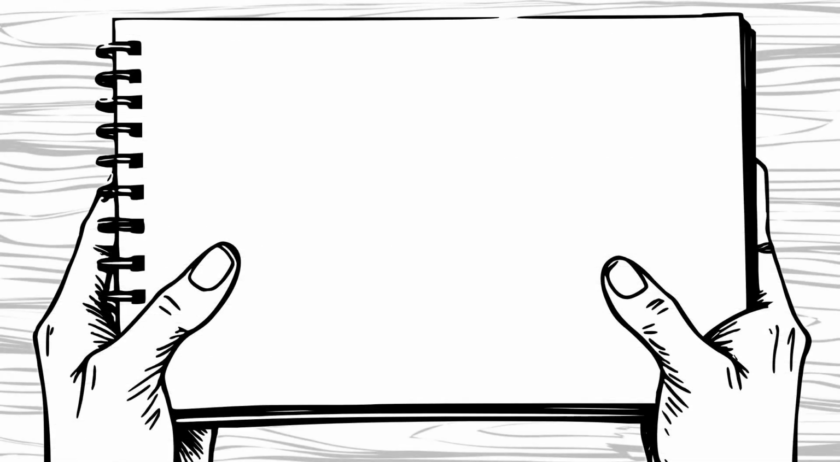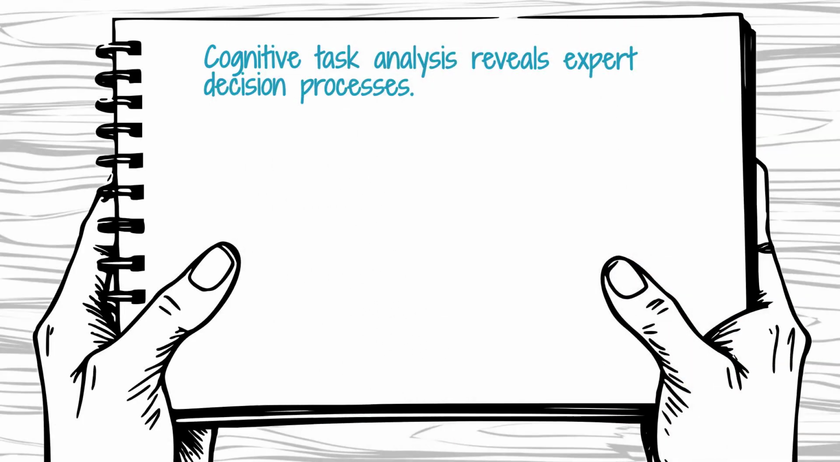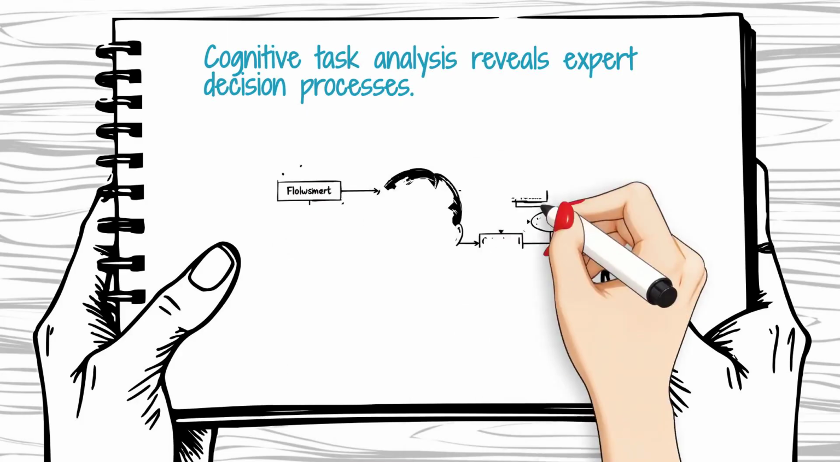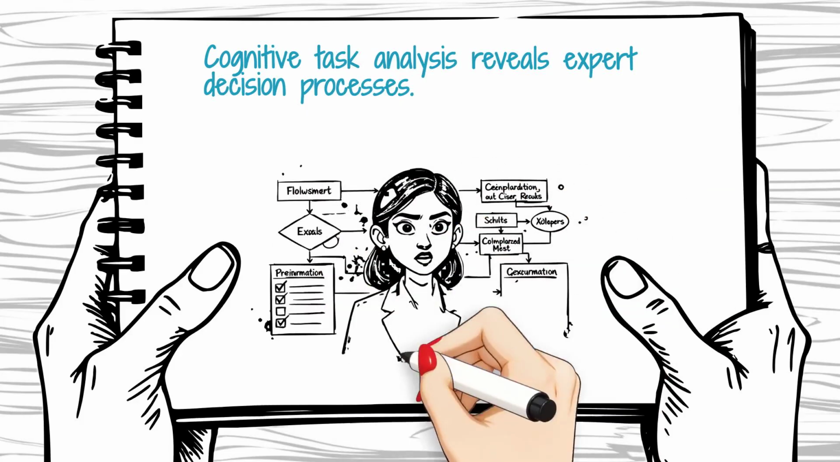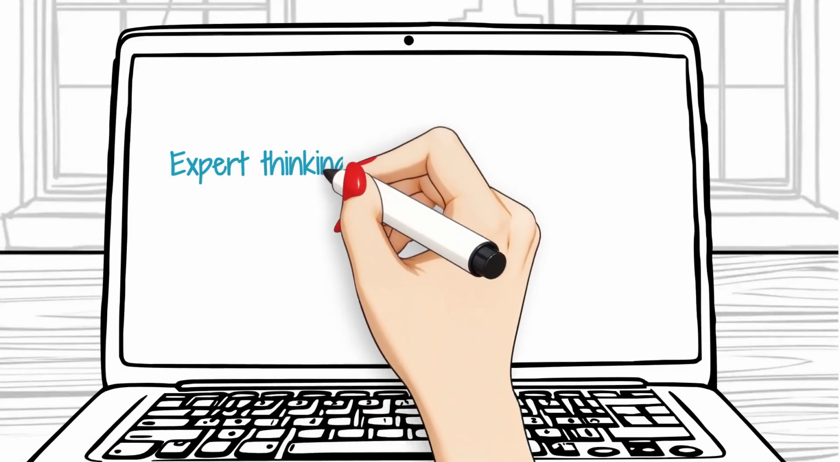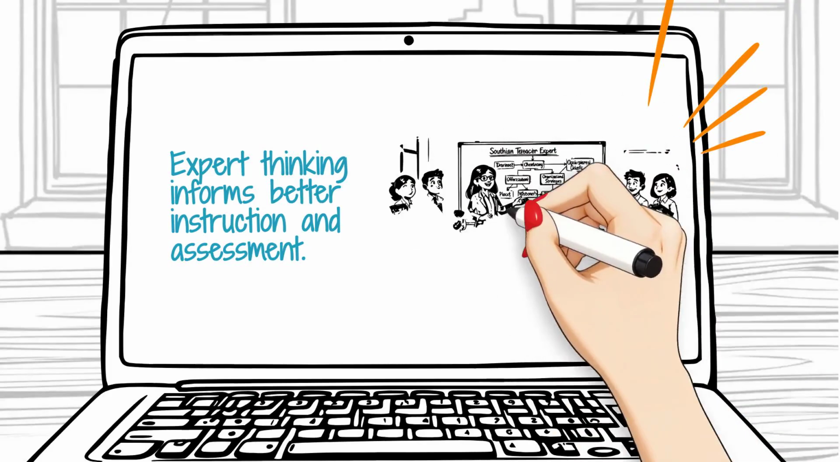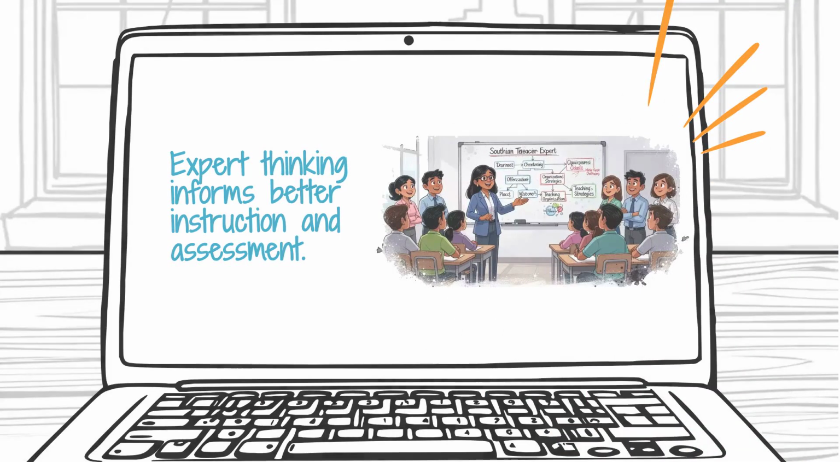Cognitive task analysis extends this work by examining the mental steps experts use to complete complex tasks. Rather than only measuring outcomes, it identifies the knowledge, decisions, and procedures that underlie performance. This is essential in educational settings where understanding expert thinking can improve instruction, curriculum design, and assessment.